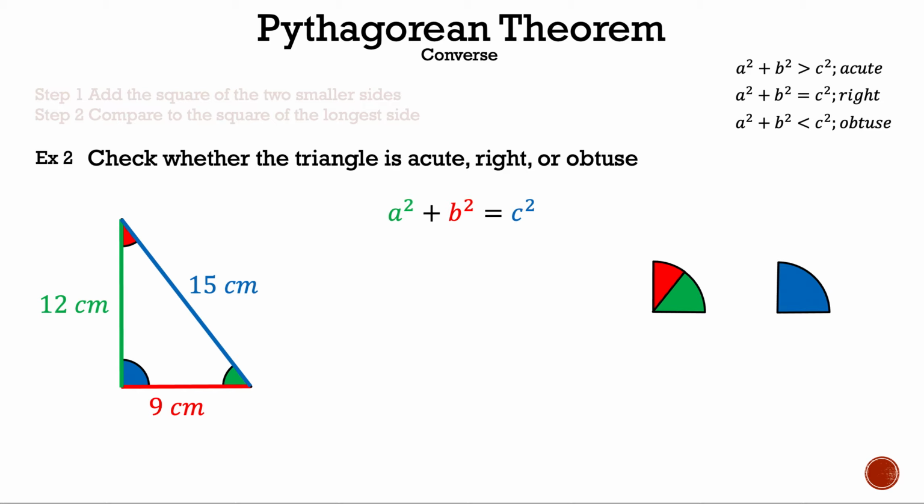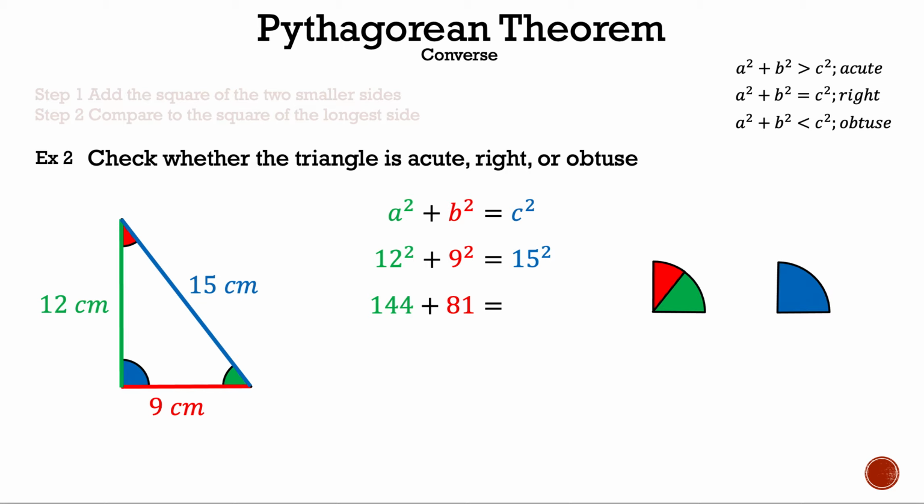Let's go ahead and substitute the two smaller sides for A and B, and the longest side for C. So now we have 12 squared plus 9 squared is equal to 15 squared. Let's follow order of operations and square these numbers. So we're going to square the 12. That gives us 144. Now we're going to do 9 squared, which is 81.